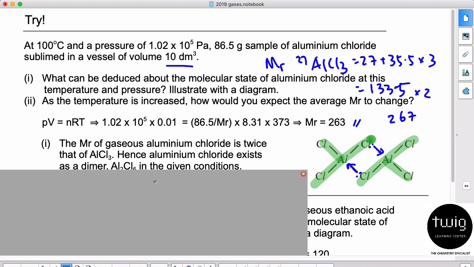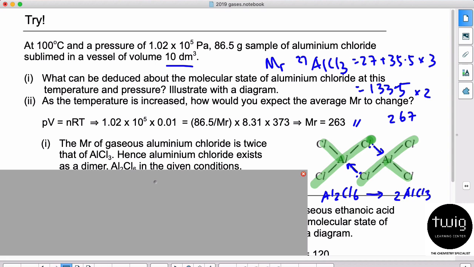Look at part 2. As the temperature is raised, how will you expect the average MR to change? Increase or decrease? By raising the temperature, now you have Al2Cl6, right? So when you raise the temperature, the heat will be used to break bonds. So you're going to break bonds, and what do you think is the most logical product? It will go back to AlCl3. Yes, it's going to break bonds and go back to aluminum chloride, because heat will always break bonds.